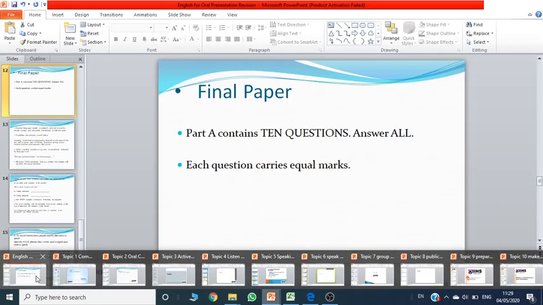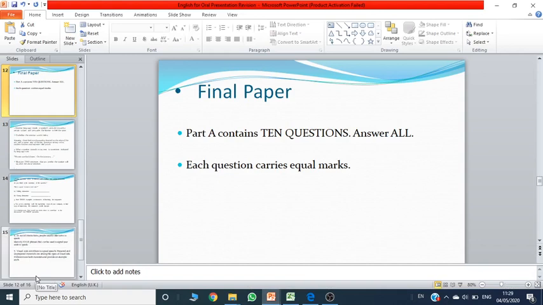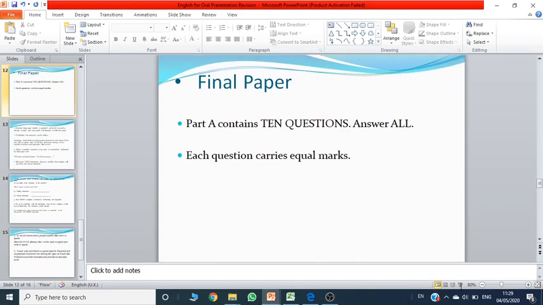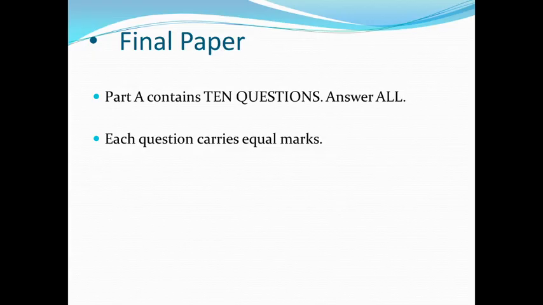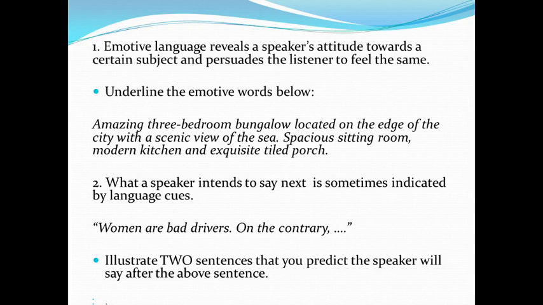If we can come to the first part again about the final paper, I'll give you some example questions for yourselves. Question number 1. Emotive language reveals a speaker's attitude towards a certain subject and persuades the listener to feel the same. So they will give you a set of sentences where you are asked to underline the emotive words.